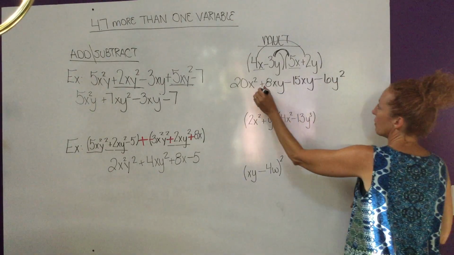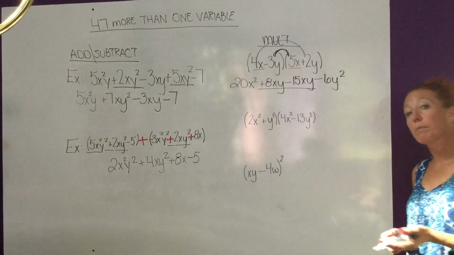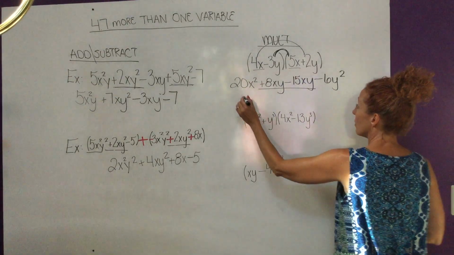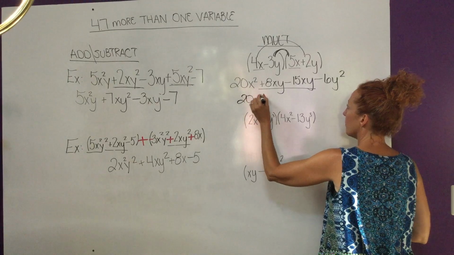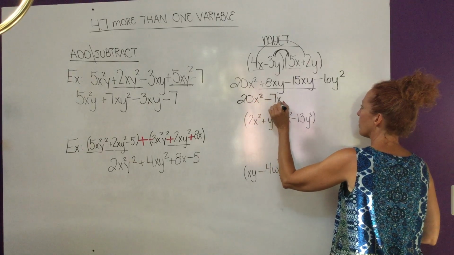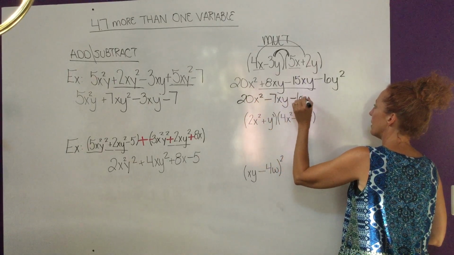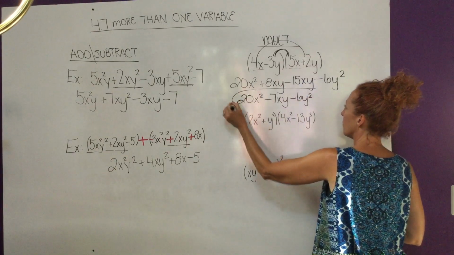Combining my middle terms, notice how those are still going to end up being like terms. So 20x squared minus 7xy minus 6y squared.